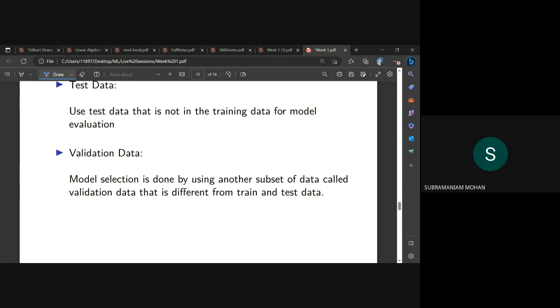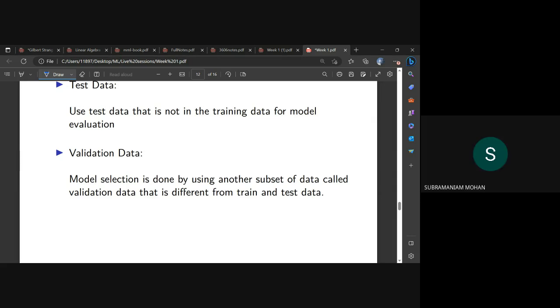No, right in the screen, it is given. Validation data is not part of the training data and test data. In the lecture, it has been told that it is different from the training and test data, but some of you are saying that it's contained.